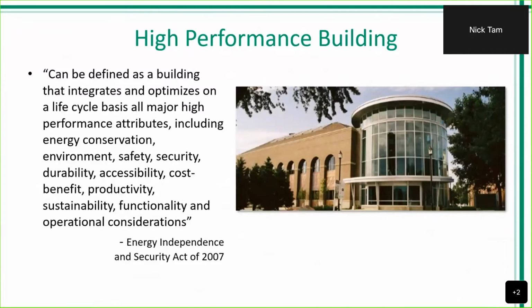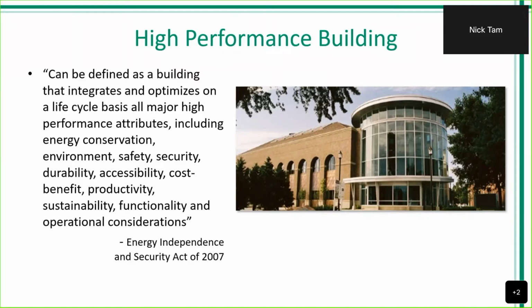A high performance building, by definition, can be defined as a building that integrates and optimizes on a life cycle basis all major high performance attributes, which includes energy conservation, environment, safety, security, durability, accessibility, cost benefit, productivity, sustainability, functionality, and operational considerations. It's one heck of a long run-on sentence from the Energy Independence and Security Act of 2007, but it holds true to what we do want for a high performing building.